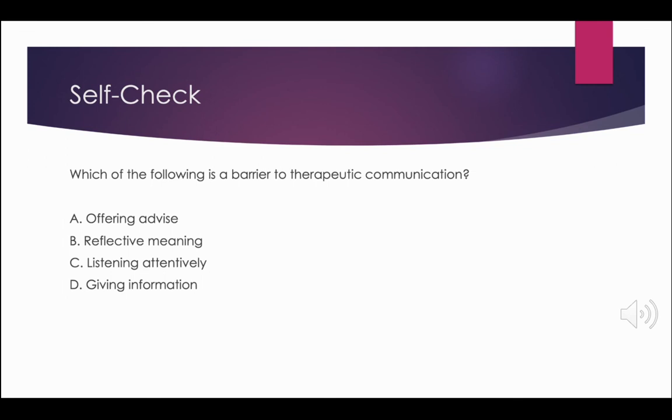Which of the following is a barrier to therapeutic communication? Offering advice, reflective meaning, listening attentively, or giving information. You might find yourself asking, what is the difference between giving advice and giving information? Well, giving advice tends to interfere with the client's ability to make personal decisions and choices. Telling a client what to do about an abusive spouse is very different than giving information on protective shelters. So offering advice is a barrier to therapeutic communication.